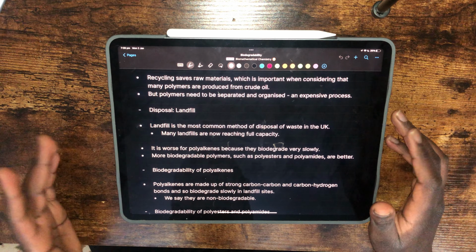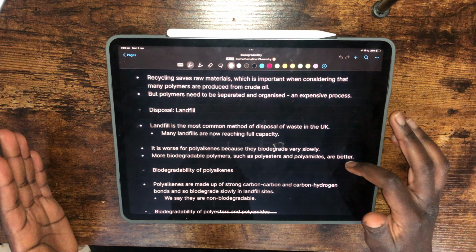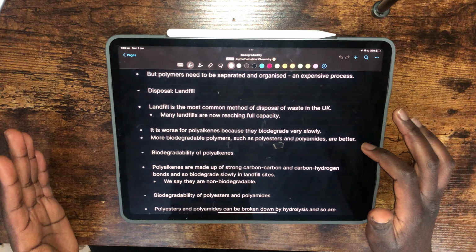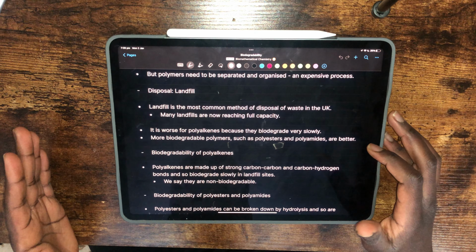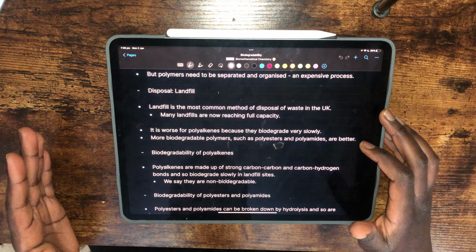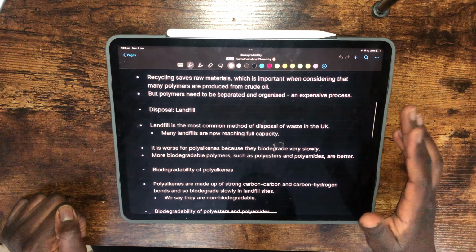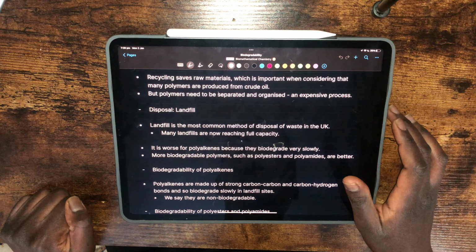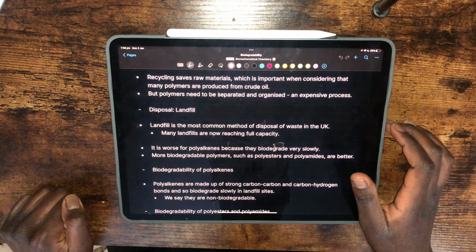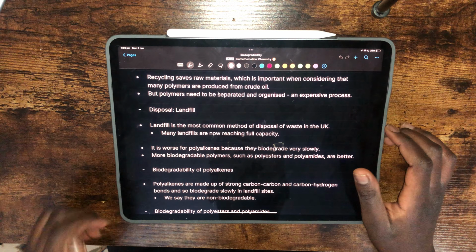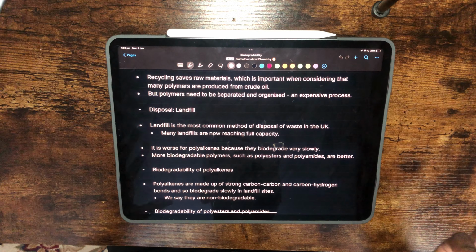Biodegradability of polyalkenes: polyalkenes are made up of strong carbon-carbon and carbon-hydrogen bonds, and so they biodegrade slowly in landfill sites. In fact, they biodegrade so slowly. So, for example, for polyamides or polyesters, as I said in previous years, they have hydrogen bonding.